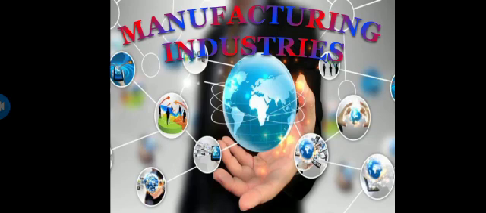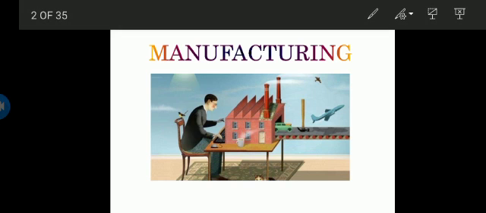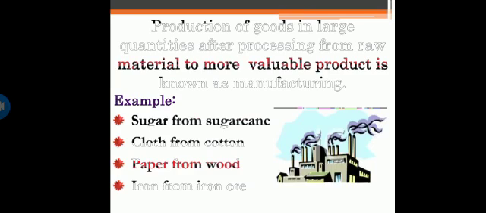So, let us see the definition of manufacturing industries, or manufacturing. So, what is manufacturing? Manufacturing is production of goods in large quantities after processing from raw material to a more valuable product. As you can see from this definition, it is clear that manufacturing involves a process where the raw material is converted into a valuable product.